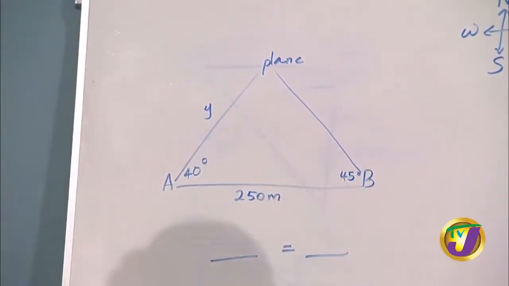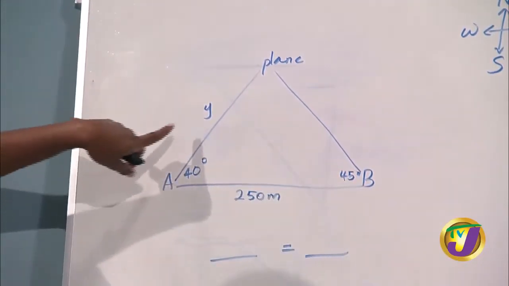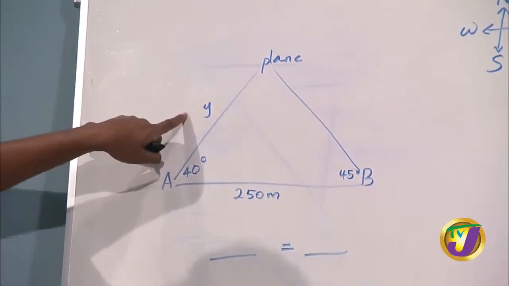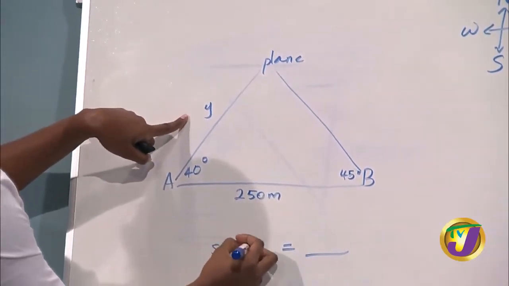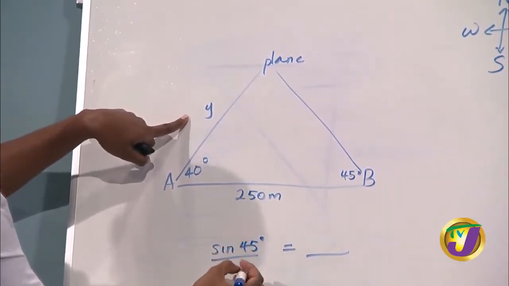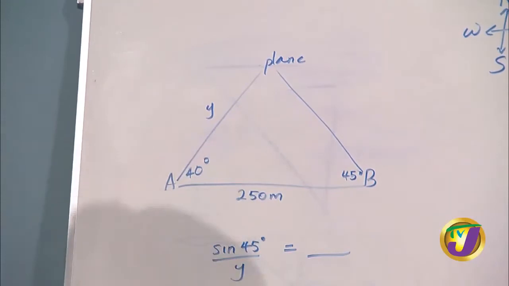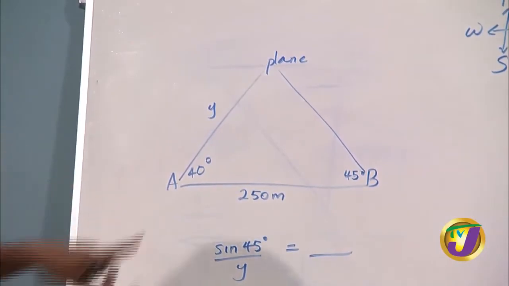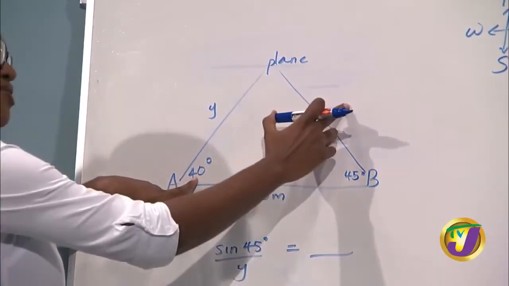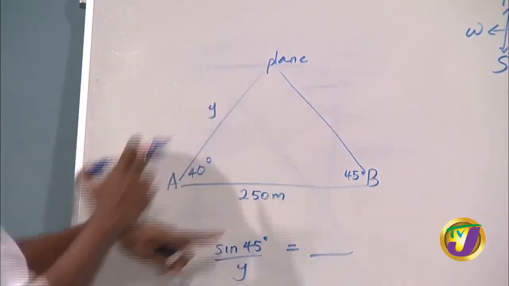Obviously we're going to be looking at these two. We want to find that one. So sine 45 degrees, and I'm comparing it or finding the link with the Y. But what's the missing one? Look at this. The 40 degrees, I don't know this side, but we can find this missing angle.